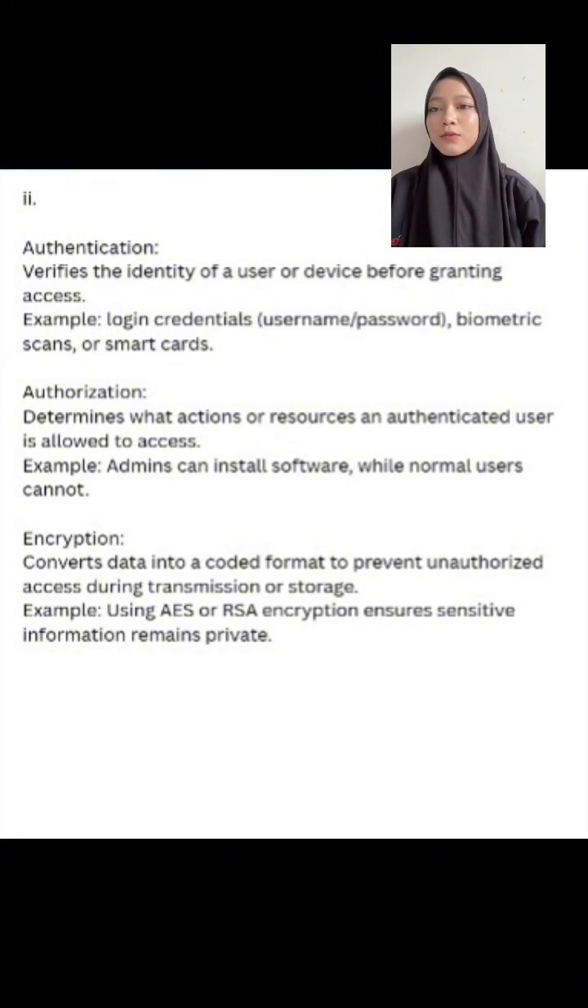Authorization determines what action or resources an authenticated user is allowed to access. For example, admin can install software while normal users cannot. Encryption converts data into a coded format to prevent unauthorized access during transmission or storage. For example, using AES or RSA encryption ensures sensitive information remains private.